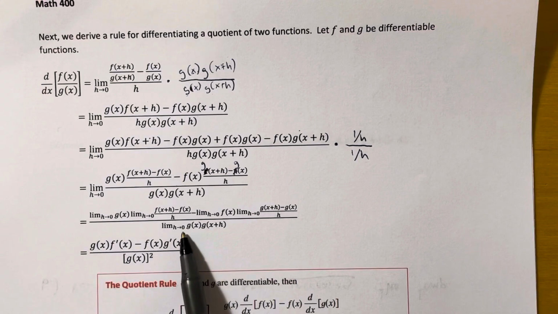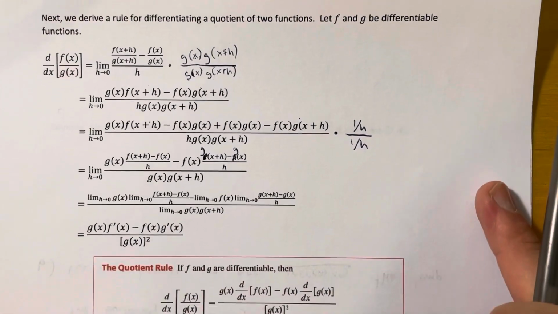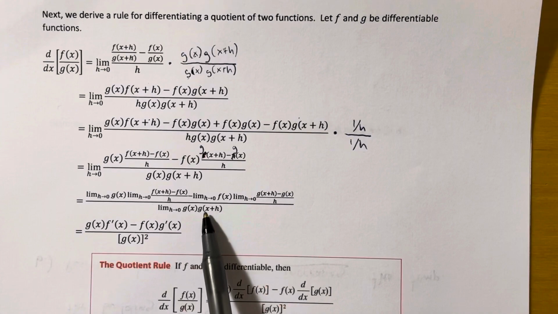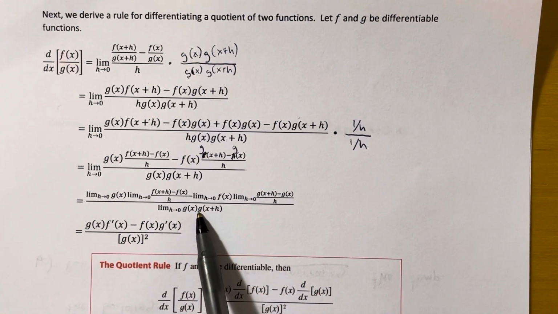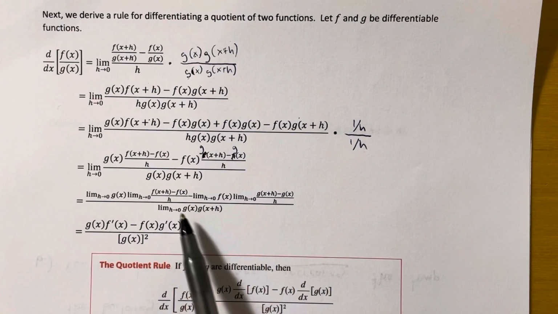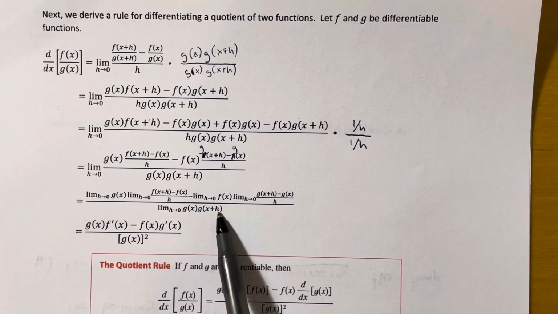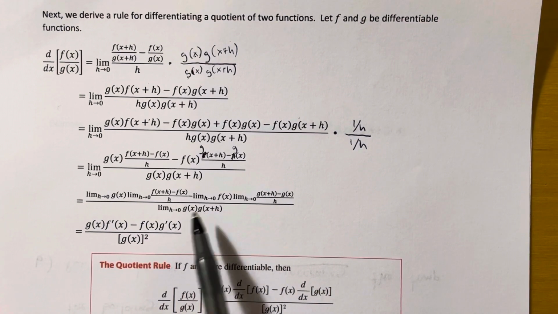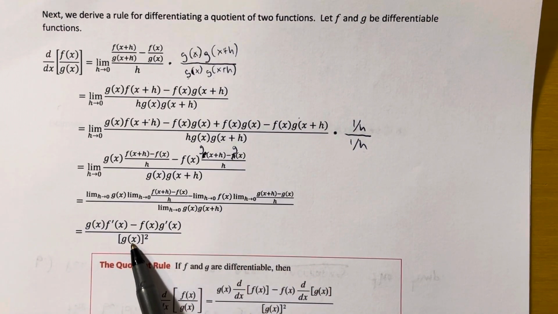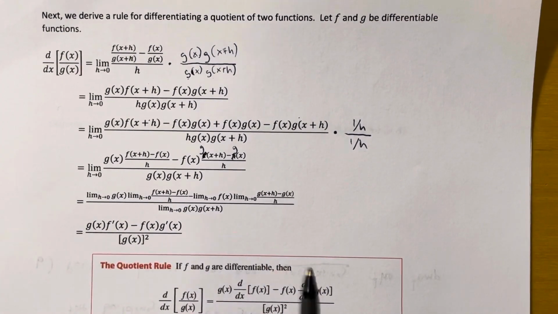In my denominator, I'm also taking the limit as h goes to 0 of g of x times g of x plus h. And using the same logic as the proof of the product rule, because g is differentiable, we know that it's also continuous, and that implies that the limit as h approaches 0 of g of x plus h is simply g of x. So this entire denominator goes to g of x times g of x, or g of x squared, okay? And this thing right here is my quotient rule.